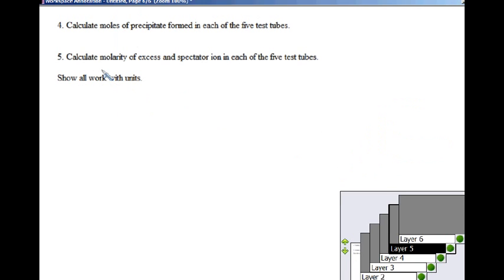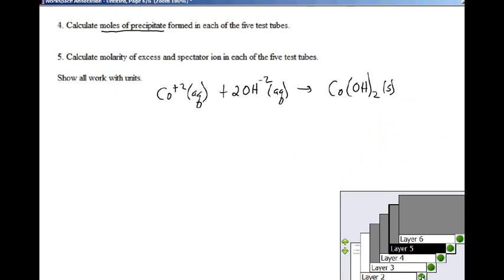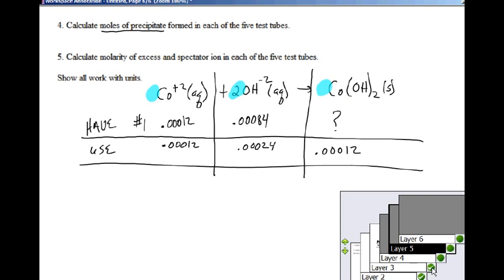If we want to look at moles of precipitate, you notice 1 cobalt ion and 2 hydroxide ions make 1 unit, as it were, of cobalt 2 hydroxide. So we know that in test tube 1 we have this many moles we've previously seen of cobalt ions, this many moles of hydroxide ions. The question is how many moles precipitate? Well, if it's 1 and 2 make 1, then we're going to use this many moles of cobalt, all of it, and only a fraction of the hydroxide ions to make that many moles of precipitate.